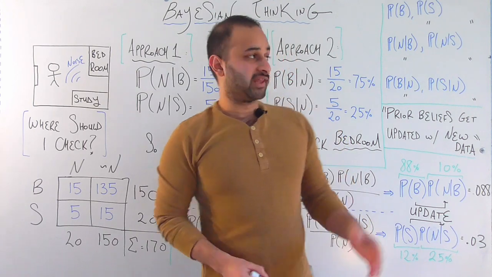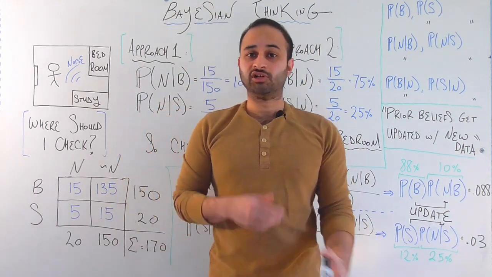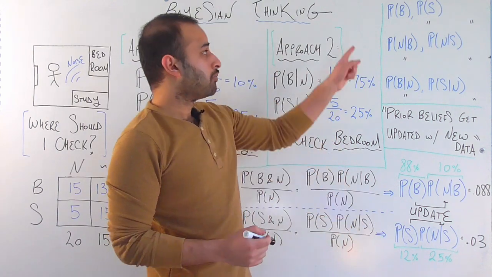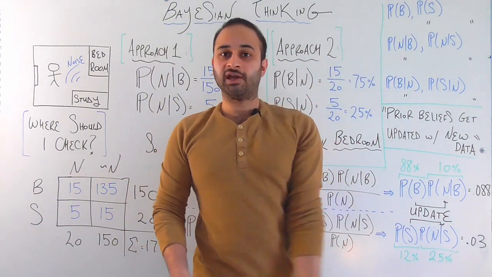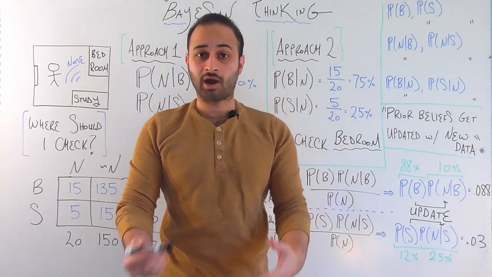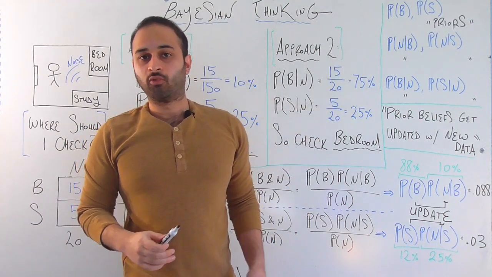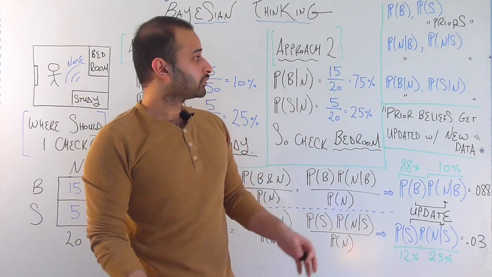So let me give a couple of labels to all the probabilities that we've been talking about, and then we'll talk about the pros and cons of Bayesian reasoning. So probability of B, probability of S, as I've been calling them this whole time, are called prior probabilities, or just priors. So this is our assumption about the world before learning any data.